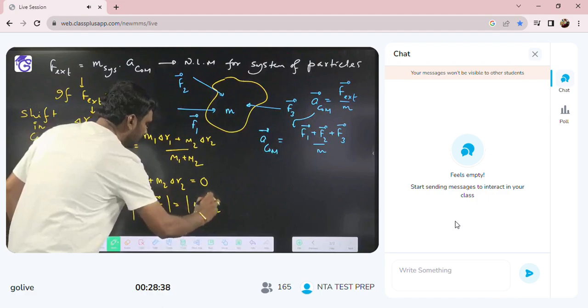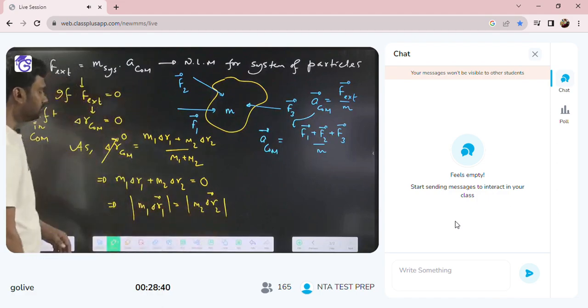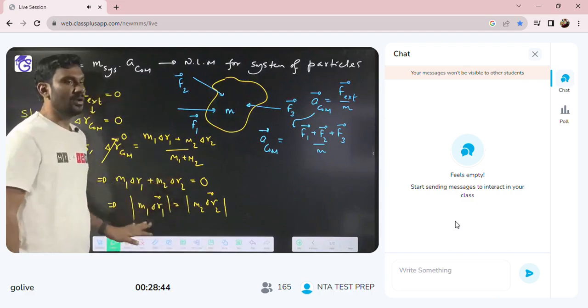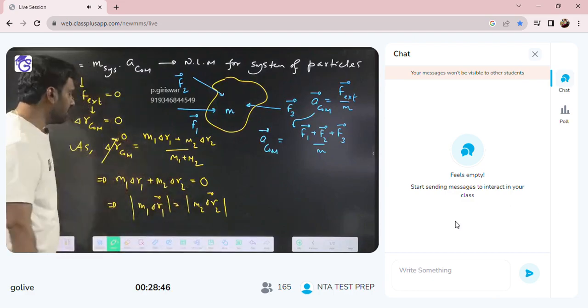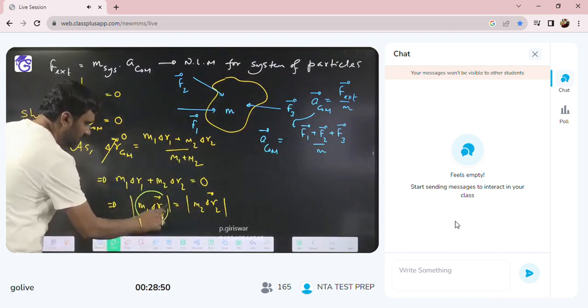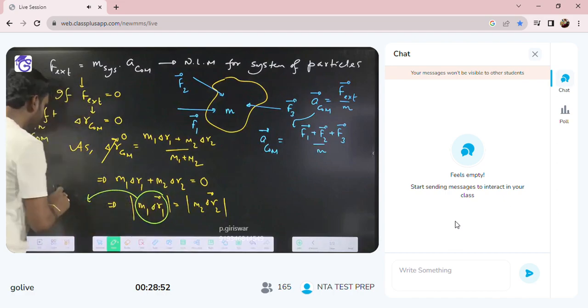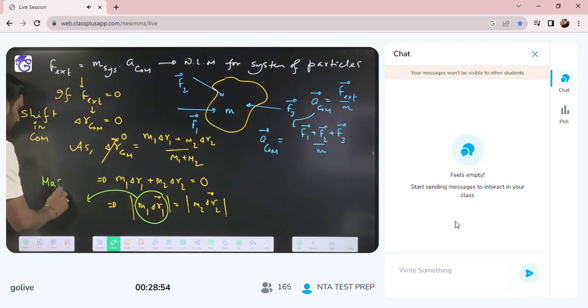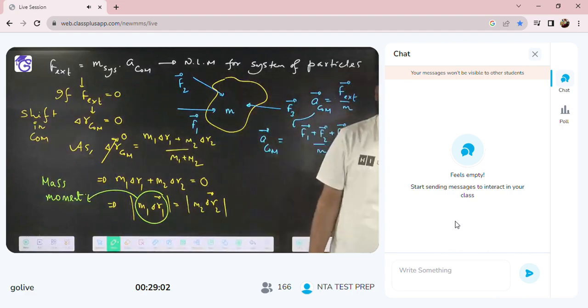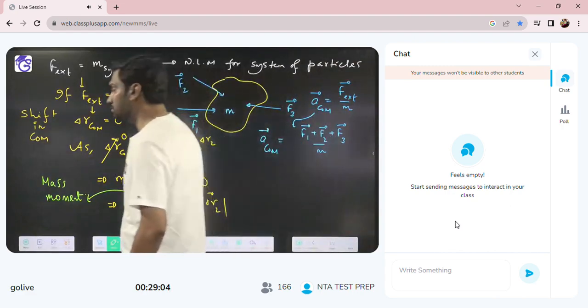Boys and girls, what is this M1 delta R1 called? This is very interesting. You have to remember this. This M1 delta R1, this factor, is known as mass moment. Please note down. This factor M1 delta R1 is called mass moment. What is this called? Mass moment.